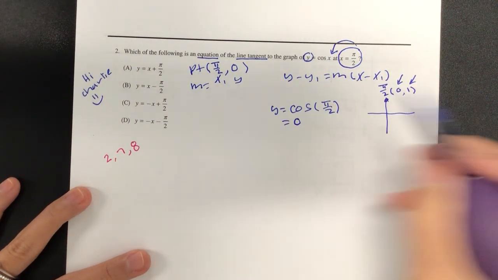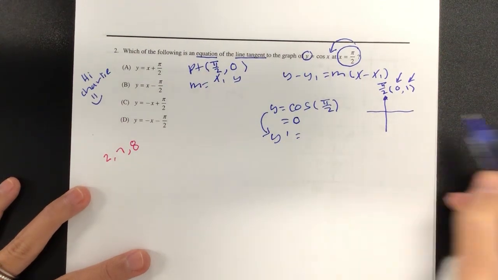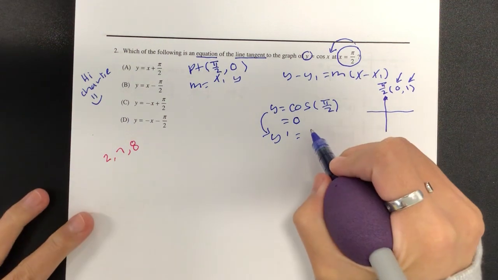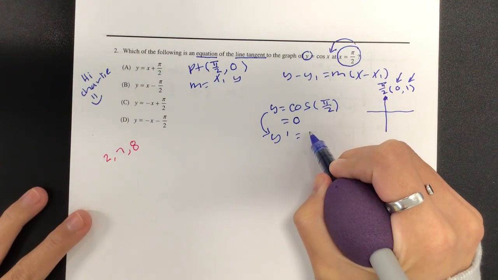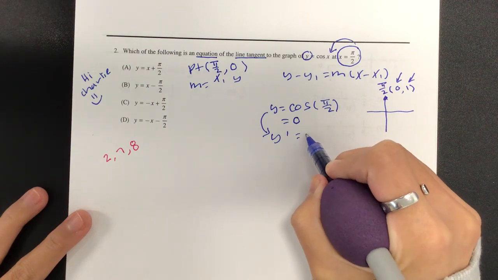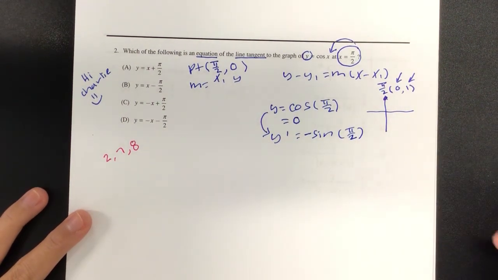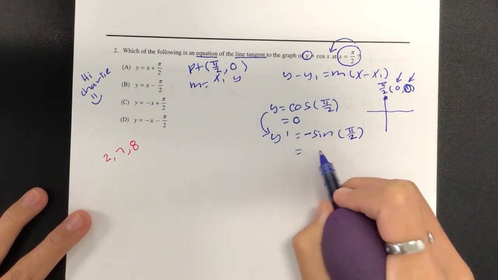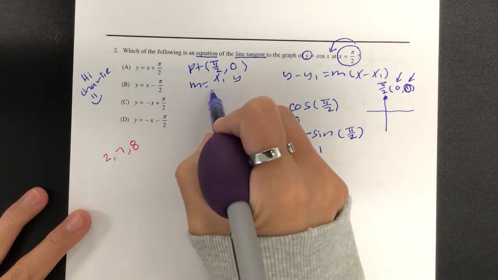And then for the slope, I need to find the derivative of the original, y prime. Thinking of snow cone, cosine is the derivative of what? What's the derivative of cosine? Negative sine. And then I need to figure out what's happening at pi over 2. What number is sine of pi over 2? Did we all say 1? So we have negative 1 specifically.